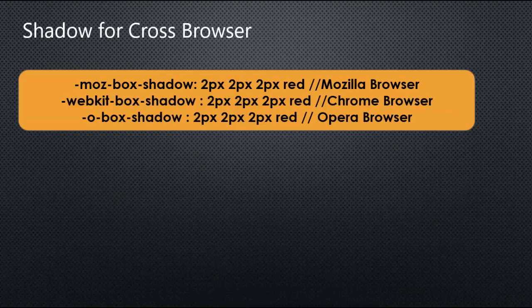Shadow for cross browser. If you are using the Mozilla browser, before the shadow property you need to use -moz. Likewise, if you are using Safari, Chrome, Android or iOS browsers, you need to use -webkit before the shadow property. If you are using the Opera browser, you need to use -o before the shadow property.